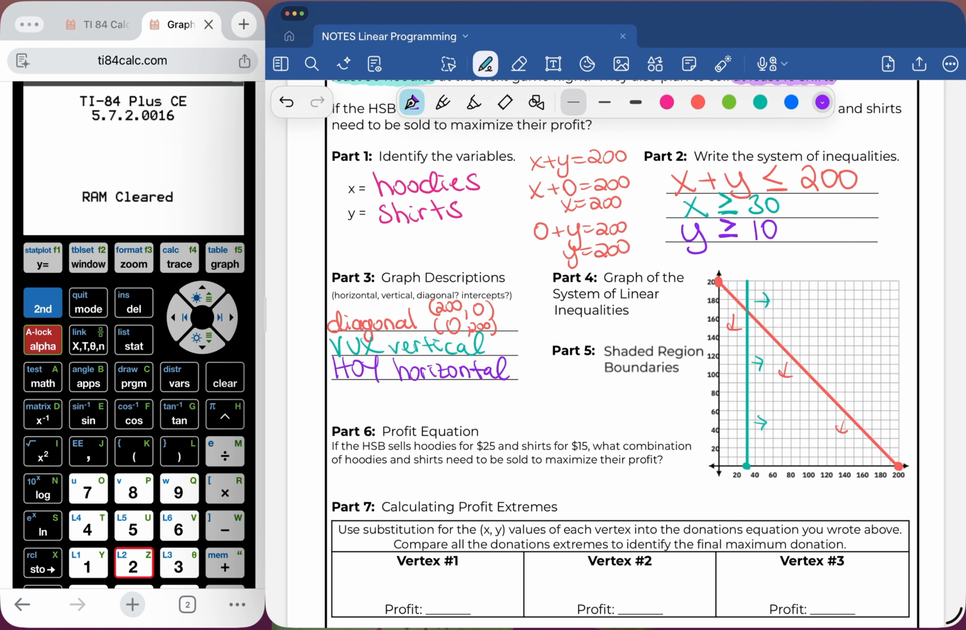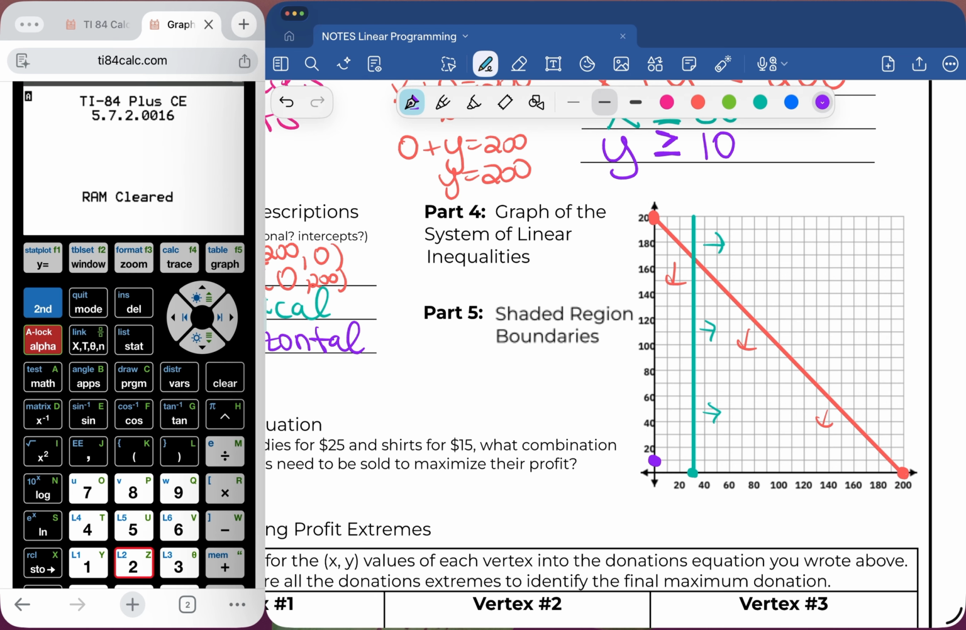And our horizontal has to start at y is 10. It is an equal to, so it is going to be solid. And then it is a greater than, so we're going to shade upwards. So our final shaded region, or our feasible region, is going to be where those three colors mix. So on this one, it's going to be that inner triangle, to the best that you can shade in, of course, without covering up too much information.